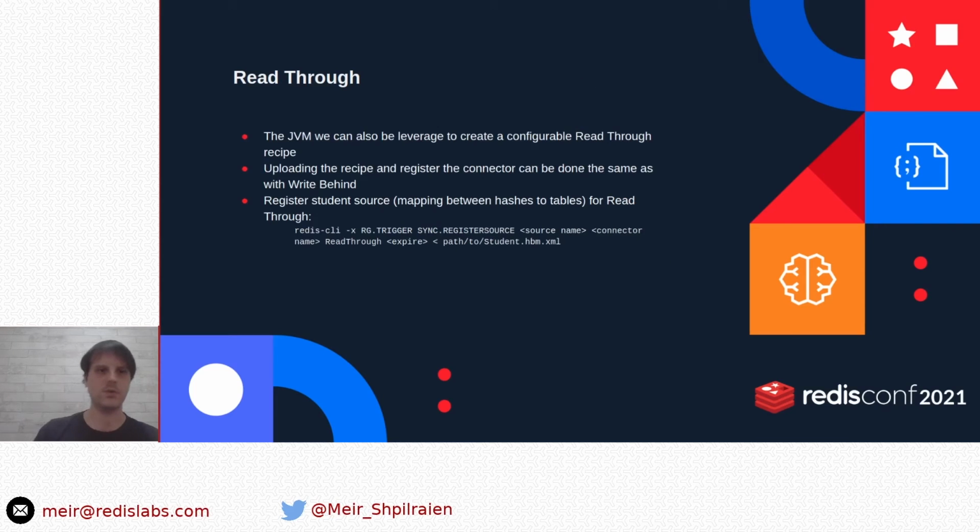So this is an example of how you can do it. Again, we are leveraging Hibernate to be more compatible with different databases. And all you need to do is use the RG trigger, register source, source name, connector name, and you need to specify that you want a read through policy. You can also specify an expire. If you want your data to expire after some time, you can do it. If not, you can set 0 and the data will not expire.